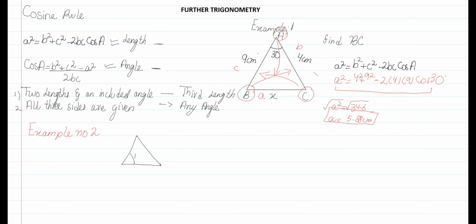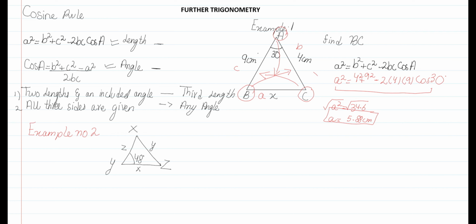This is 48. This is x, y and z. Okay, so write the name. The opposite of angle y is lowercase y, and the opposite of angle x is lowercase x, and the opposite of angle z is lowercase z.